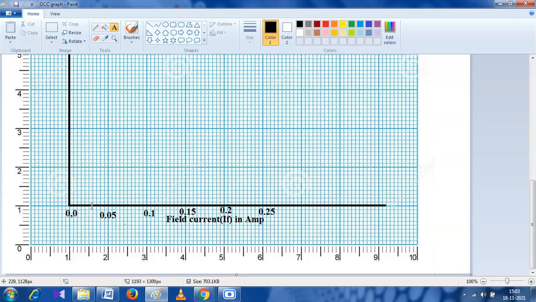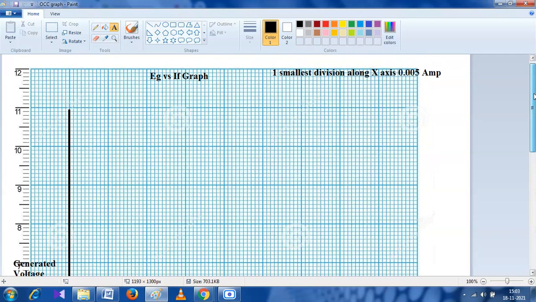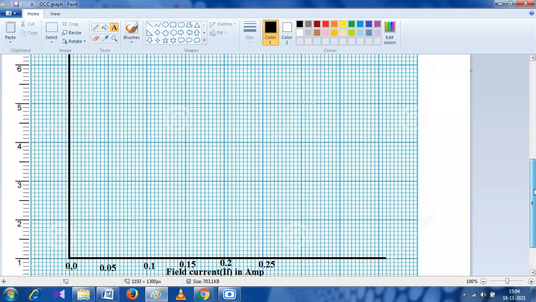So we can write the one smallest division along x-axis is 0.005 ampere, because we are plotting field current in x-axis. So the value of smallest division along x-axis is 0.005 ampere.